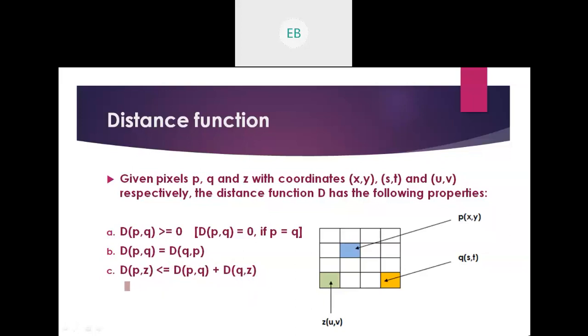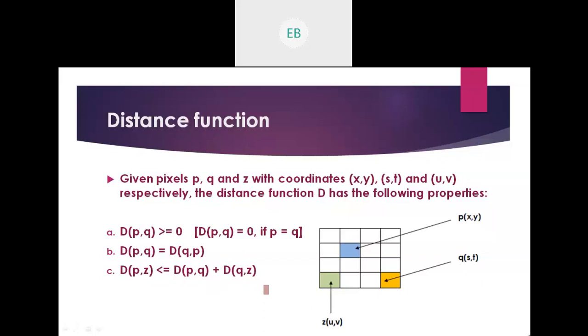The last property is the distance between p and z. The distance D(p,z) has to be less than or equal to the distance D(p,q) plus the distance D(q,z). You'll get to know about these properties in the next slide.